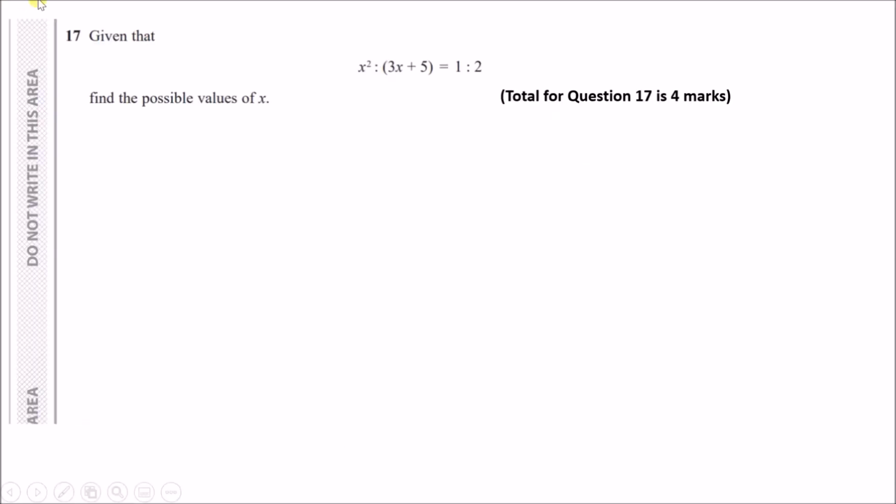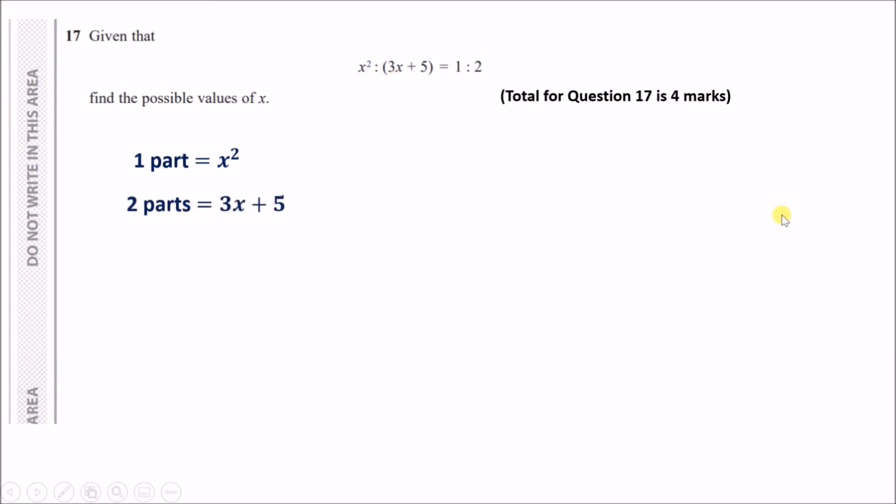And that's it. Alright, question 17. So given that x squared to 3x plus 5 equals 1 to 2, what it's saying here is that x squared is equivalent to 1 part, and 3x plus 5 is equivalent to 2 parts. Find the possible values of x. Alright. So the best way to solve this question, guys, is to literally write down what we know, yeah? So we know from the statement that 1 part equals x squared, right? And 2 parts equals 3x plus 5.